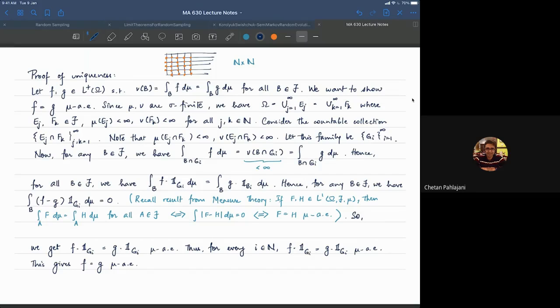By the way, one of the important things here is that we had a countable collection of G's. So what are we saying? Basically, we're saying you can throw away a null set. You can throw away a null subset of G_i.